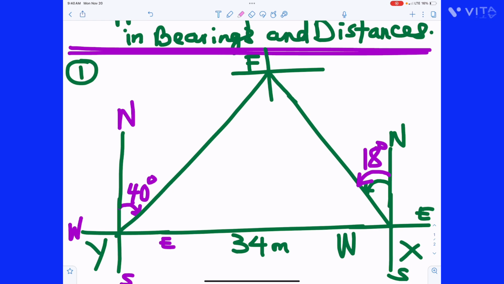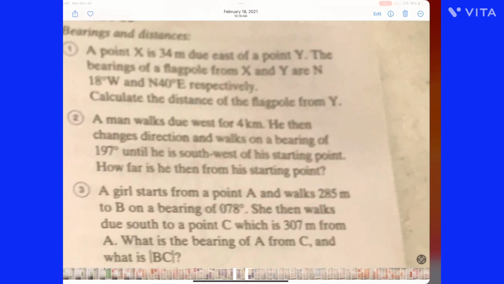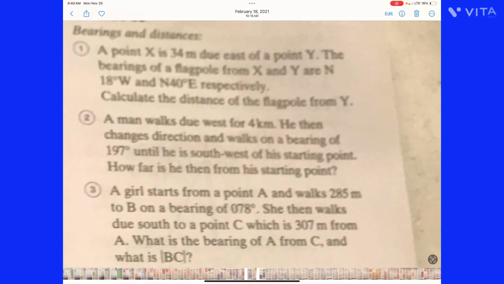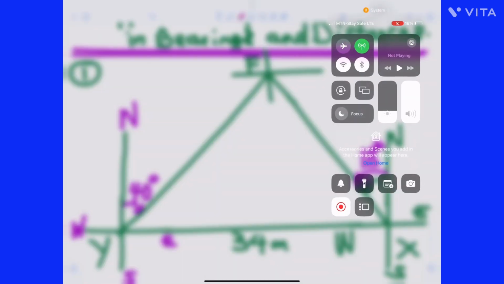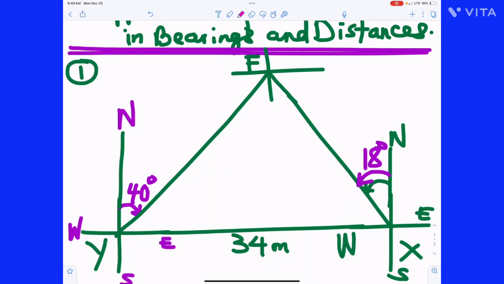I've marked it here. So I think the question now says that we should calculate the distance of the flagpole from Y. The question says calculate the distance of the flagpole from Y. So this is the distance of the flagpole from Y. This distance, that's what we want to find. Let me just go ahead and figure out the remaining angles.